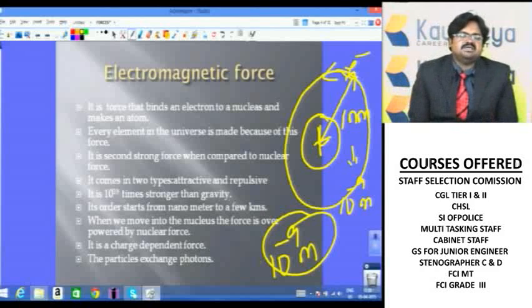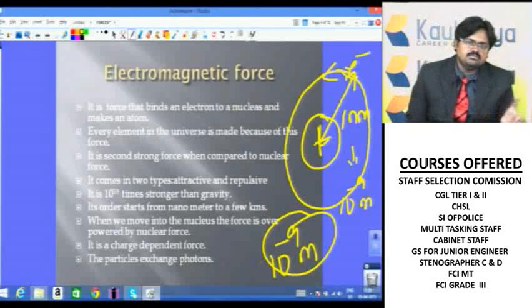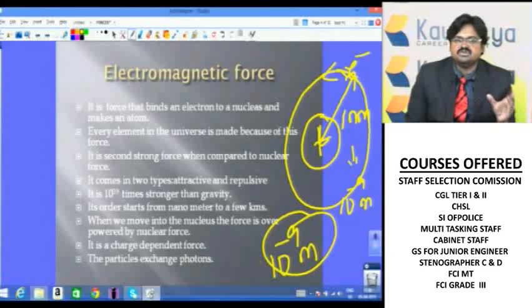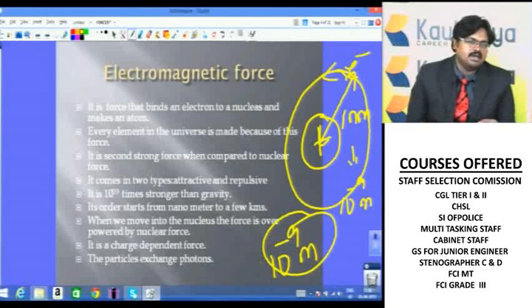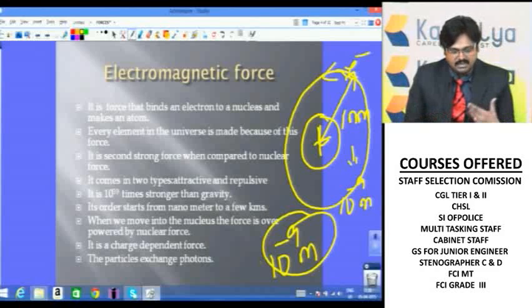Now another question is, in how many forms do you get this electromagnetic force? The electromagnetic force comes in two forms. One is the attractive form, the other one is the repulsive form, which you all know very well. Now gravitation comes in only one form. It is attraction only. In gravitation there is no repulsion. Two masses always attract each other. But when it comes to electromagnetic, there are two forms of force, the attractive force and the repulsive force.